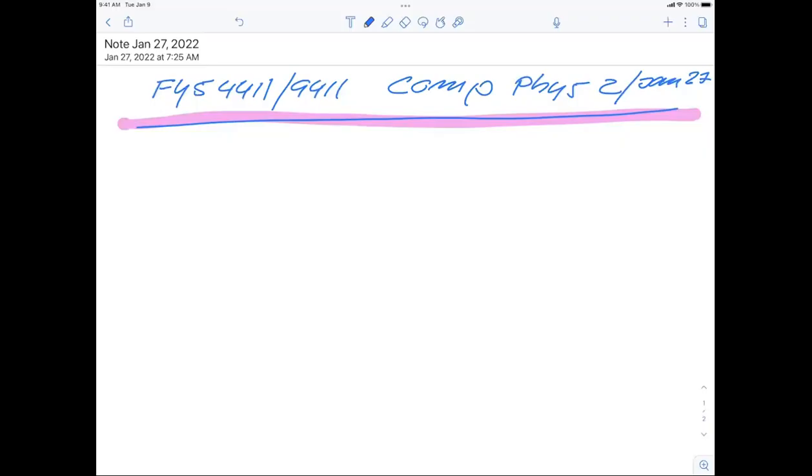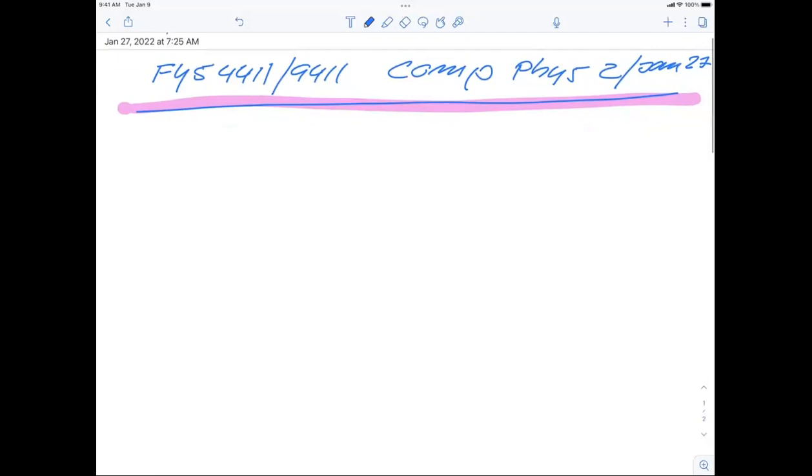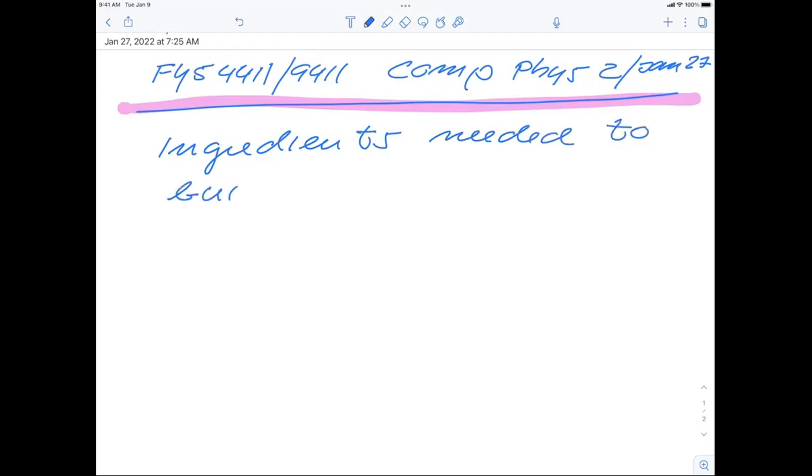So if we look at the ingredients which we are going to need in order to set up a Monte Carlo program, let's try to list them here. Ingredients needed to build a VMC program. I'm just using this acronym here for Variational Monte Carlo.